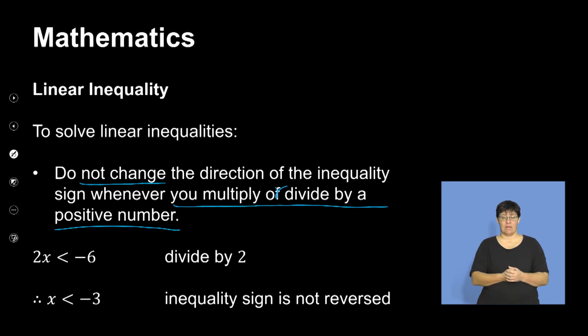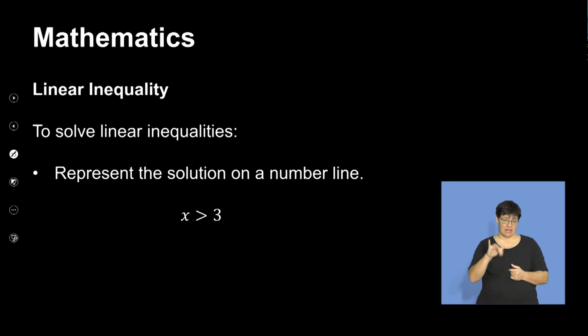So dividing both sides by 2, it will be -6 divided by 2, which will give me -3. Then my x is less than -3. It still remains. So the inequality is not reversed. As I said, you don't change the direction here. And this is when you then solve it algebraically.